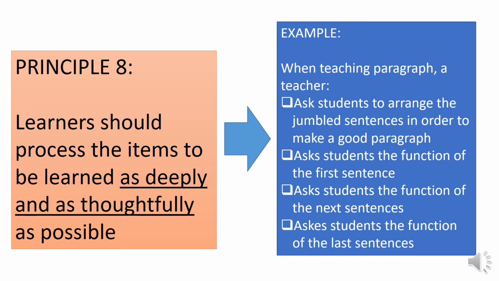Jadi daripada menerangkan paragraf itu apa, topik sentence itu apa ya. Nah, ini lebih baik ajak your student untuk menyusun kalimat yang diacak ya menjadi sebuah paragraf yang baik. Nah, mereka kan berpikir di situ. Ini yang namanya deep learning. Ask students the function of the first sentence. Kemudian tanyakan kepada mereka, kalau perlu dibentuk grup ya untuk mereka diskusi. Apa fungsi dari kalimat pertama?